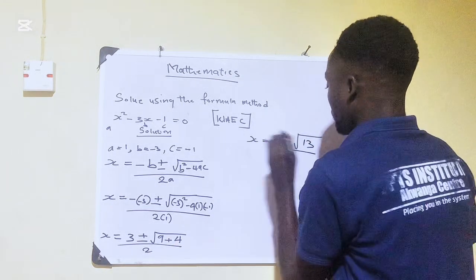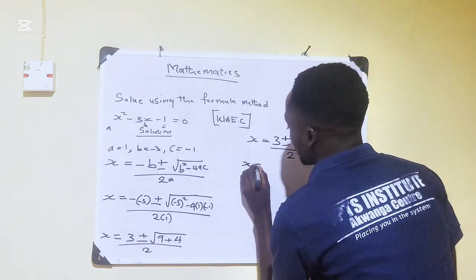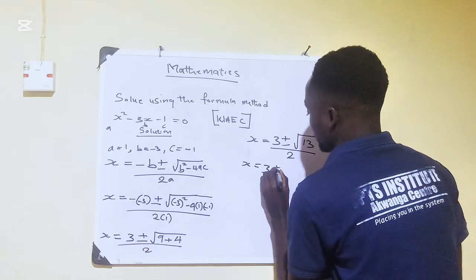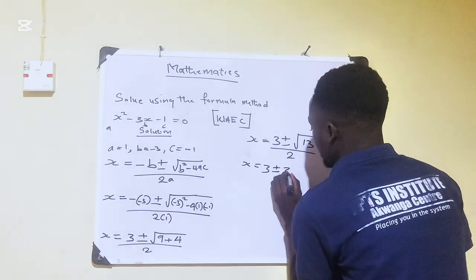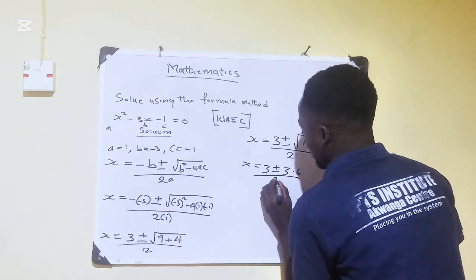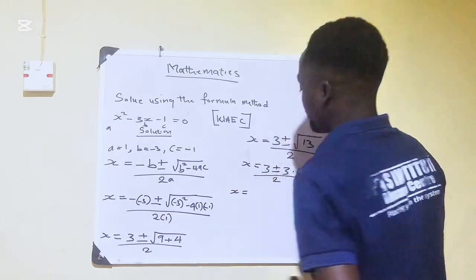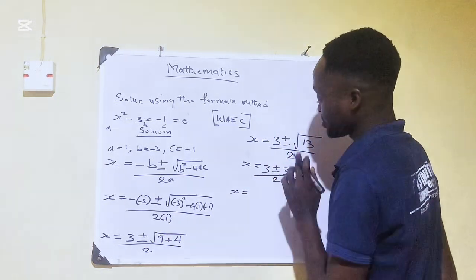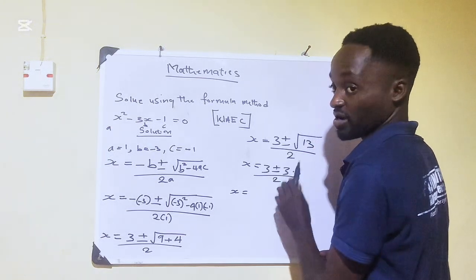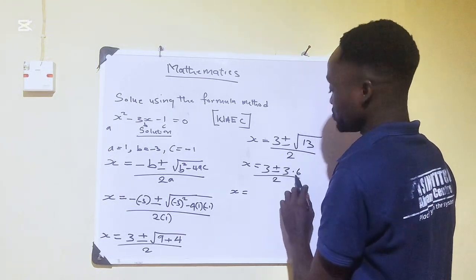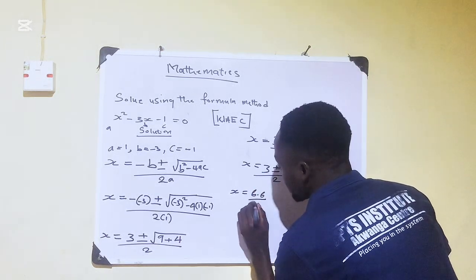So this is what I got. From here you can leave it like this, or you can decide to break it down to the last number. So if I do that, I'll have 3 plus or minus. Now what is the square root of 13? The square root of 13 is 3.6, all over 2. So from here, x is equal to, now you can see that we have plus and we have minus. So first you are going to do 3 plus 3.6. 3 plus 3.6 will give us 6.6, all over 2, don't forget it.